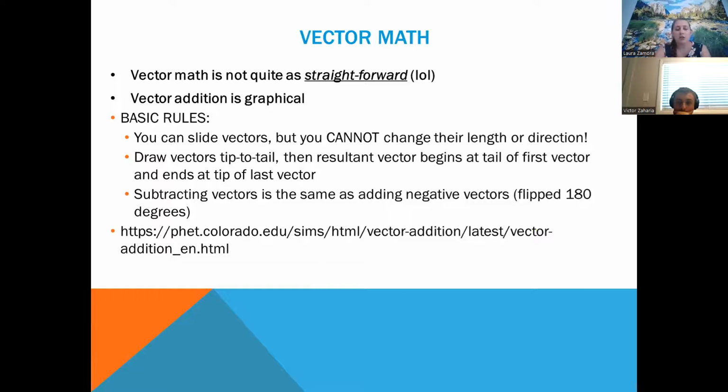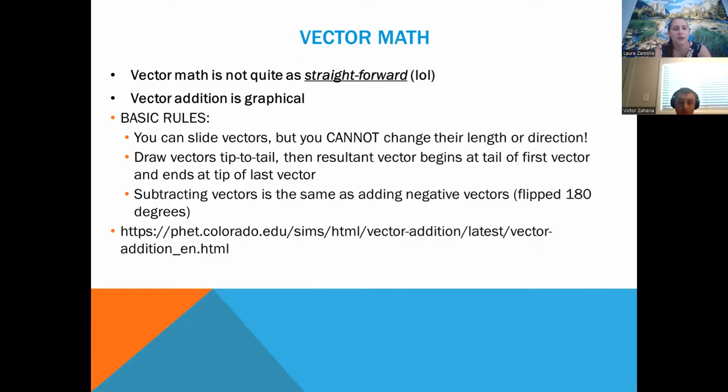Then we'll draw all of the vectors tip to tail. So picture your arrow, right? The tip of the arrow and the tail of the stem. So we draw all of our vectors lined up tip to tail. And then the resultant vector, or the result of adding them all together, starts at the tail of your first vector and ends at the tip of your last vector. That sounds very vague, and I will show you a simulation of that in just a moment.